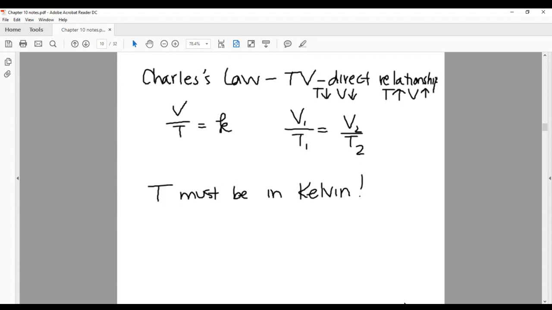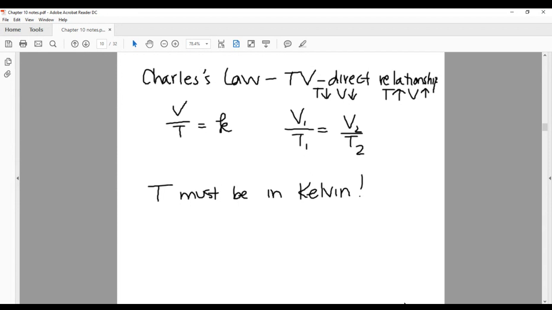This time, though, with that direct relationship, we say volume divided by temperature. So when we set up our equation, we're going to have V1 over T1 equals V2 over T2. Now this time, you see my note there, temperature must be in Kelvin.